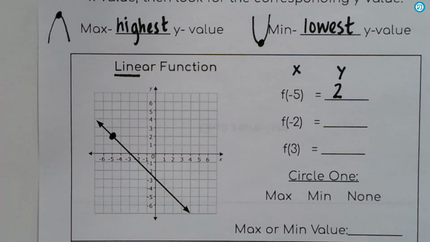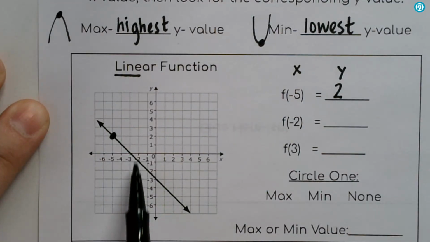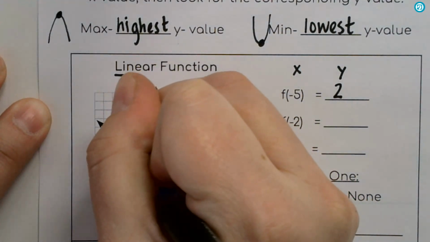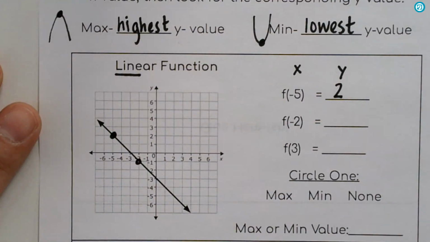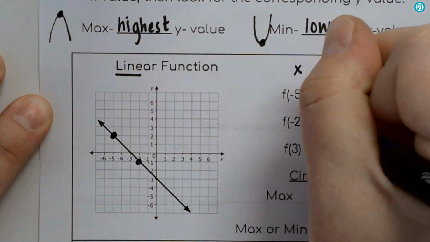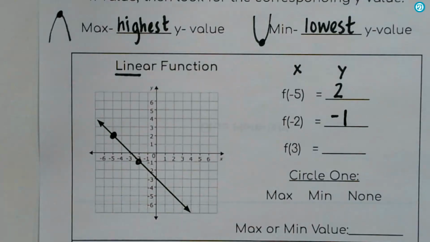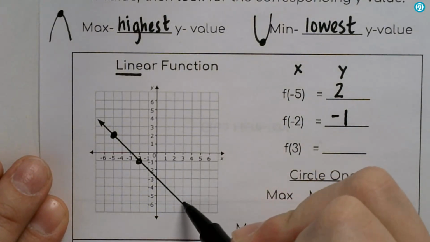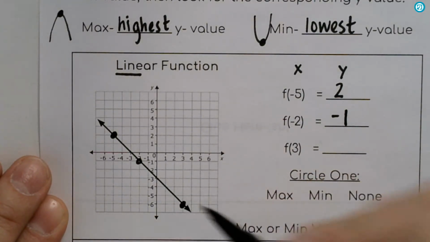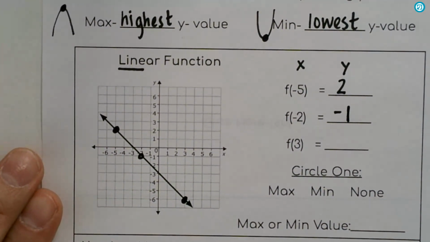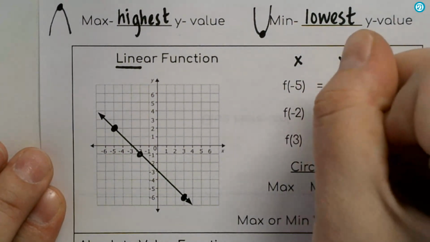Okay, the next one. We go on our x-axis to negative 2, f of negative 2. We go up or down to our graph, find our corresponding y value. F of negative 2 is negative 1. Okay, and then the last one, f of 3. We go on our x-axis to 3, go up or down to our y value. I like to put a dot there. F of 3 is negative 6.